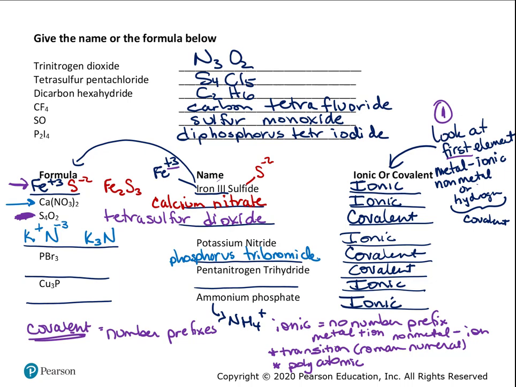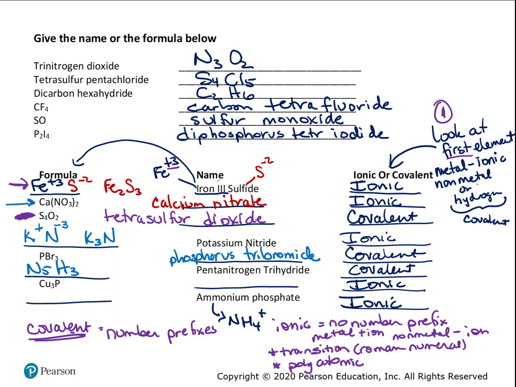Okay, next one is covalent, but this one I've got the name. Pentanitrogen, what does that mean? 5 nitrogens. Pentanitrogen, 5 nitrogens, and then trihydride, and 3 hydrogens. Make sure that makes sense. Okay, so that's kind of like going back and forth, going from the formula to the name and the name to the formula.